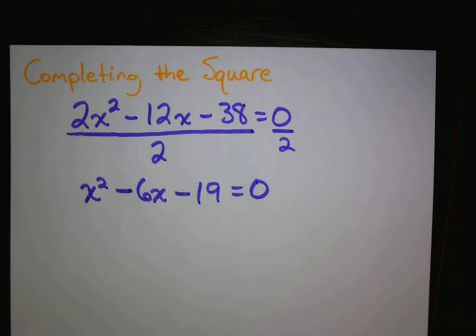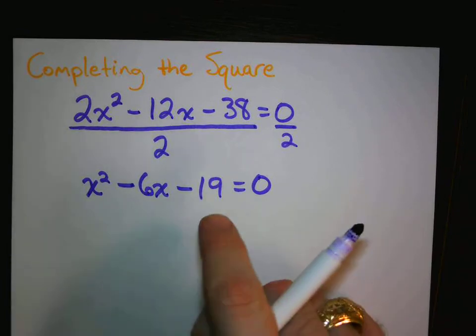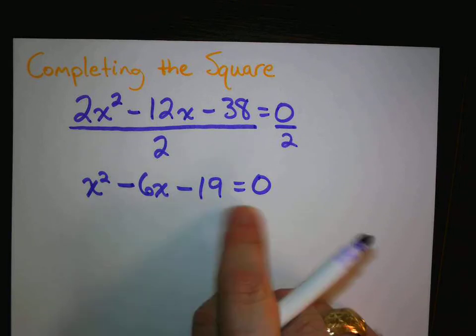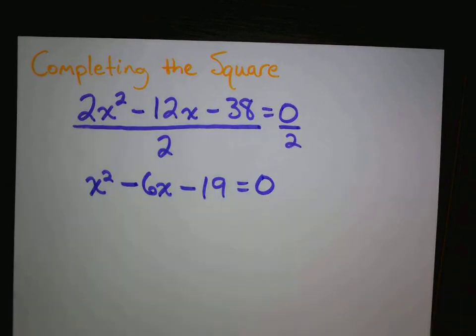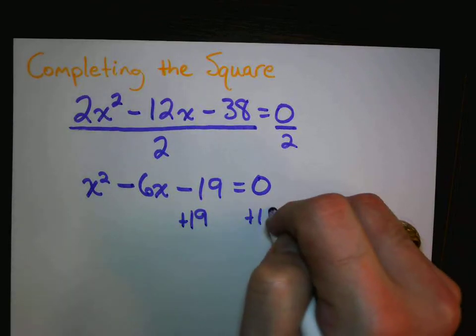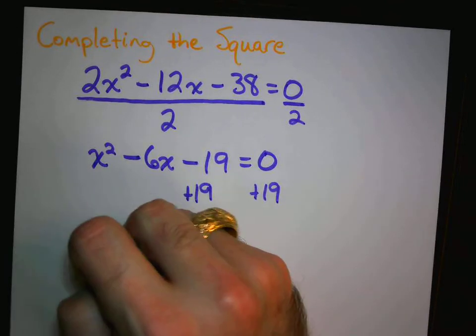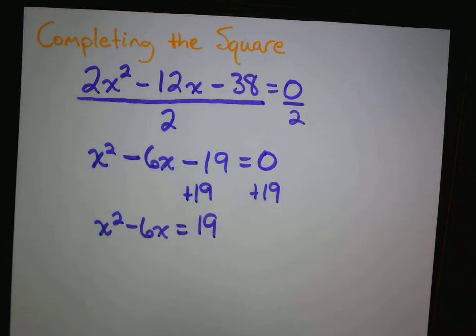Now, this helps out in a couple of ways. First of all, it makes me deal with smaller numbers. Second of all, it makes this process of completing the square easier. Now, unlike the other formats where we want it to equal 0, at this point I'm going to put c over here on the other side. So I want to add 19 to both sides, and that's going to give me x squared minus 6x equals 19.